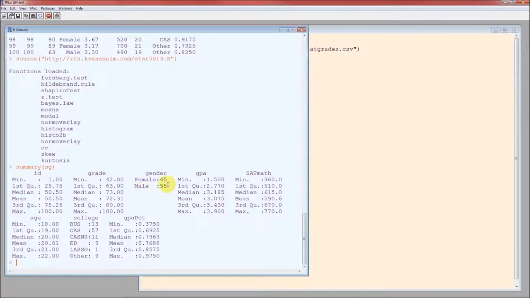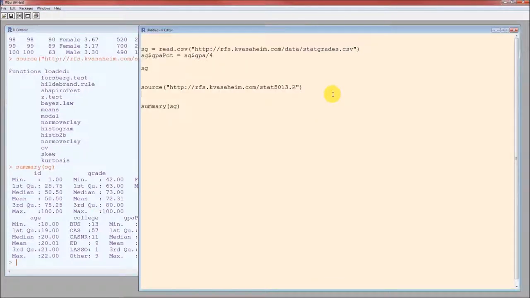Gender, there's only 2 levels, 45 in this data set are female, 55 are male. College, there's 6 levels. Business, CAS, which is College of Arts and Sciences. CASNR, which is College of Agricultural Science and Natural Resources, ED, which is Education, LASSO, which is Undecided, and Other, which is everything else just kind of thrown together. So 13 students in this data set were business majors, 11 were CASNR majors. And then we got grade, GPA, SAT math, age, and GPA percent. So we got a lot of really good summary statistics just by typing in summary.